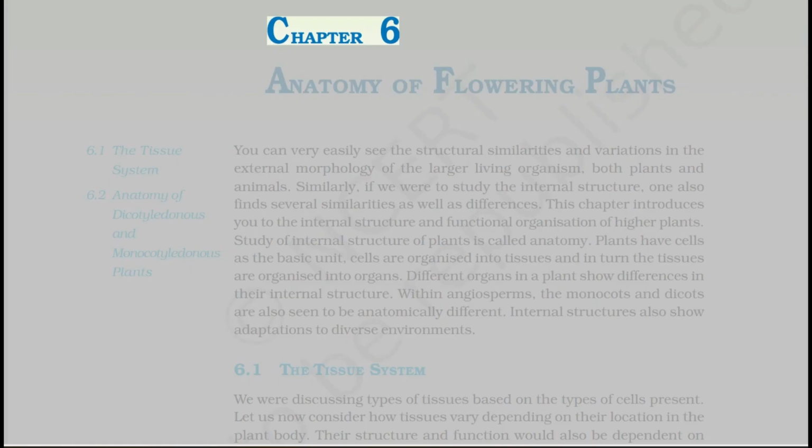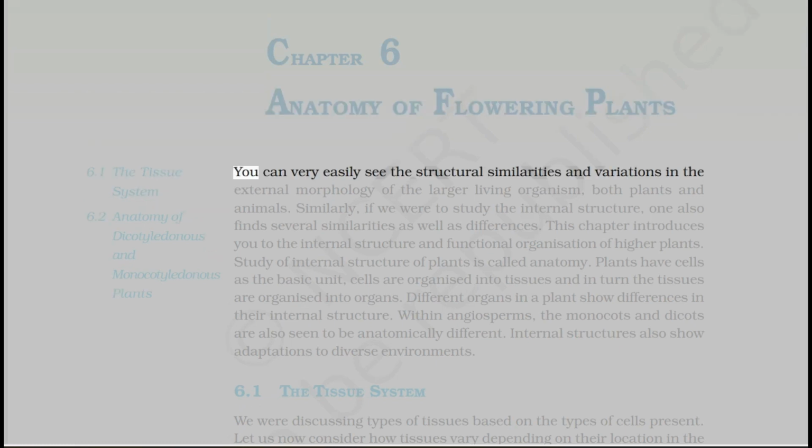Chapter 6. Anatomy of flowering plants. You can very easily see the structural similarities and variations in the external morphology of the larger living organisms, both plants and animals. Similarly, if we were to study the internal structure, one also finds several similarities as well as differences. This chapter introduces you to the internal structure and functional organization of higher plants.